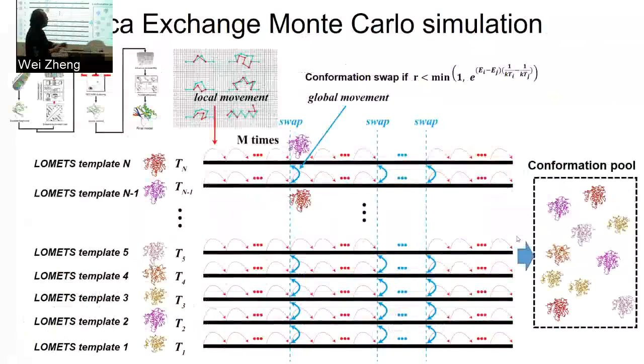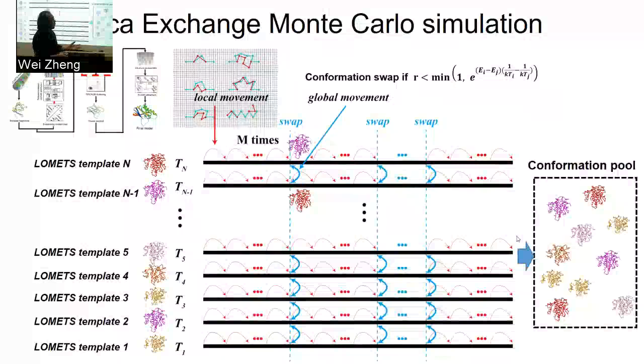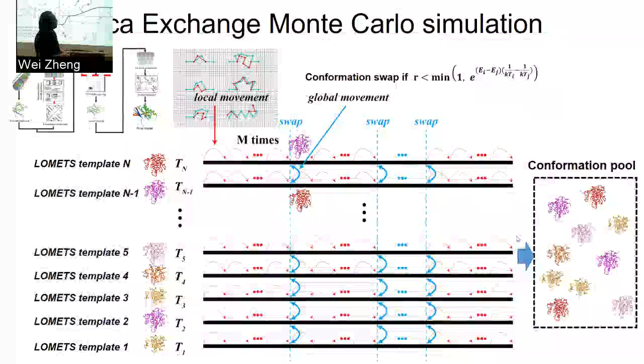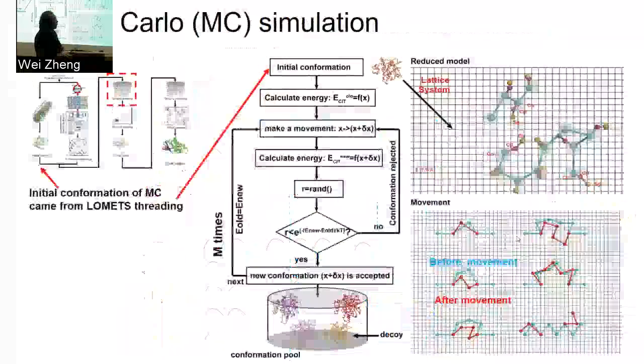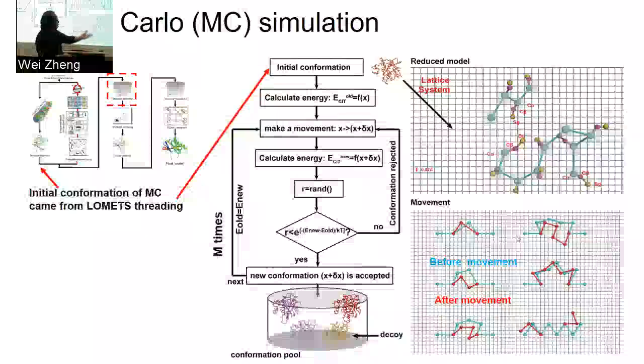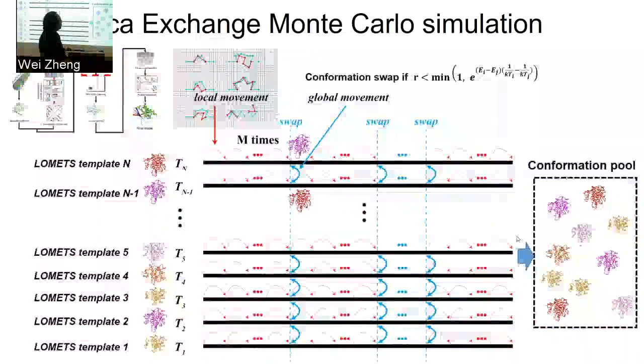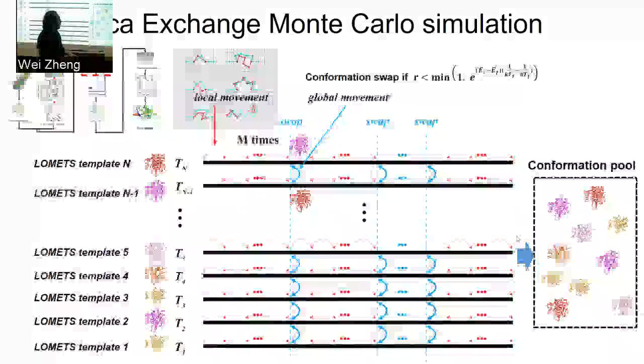Actually, when we're using a single Monte Carlo simulation, it is very easy to get stuck in a local minimum, because if you set the temperature in the Monte Carlo simulation too low, then it will very easily get trapped in some local minimum and can't reach the global minimum.